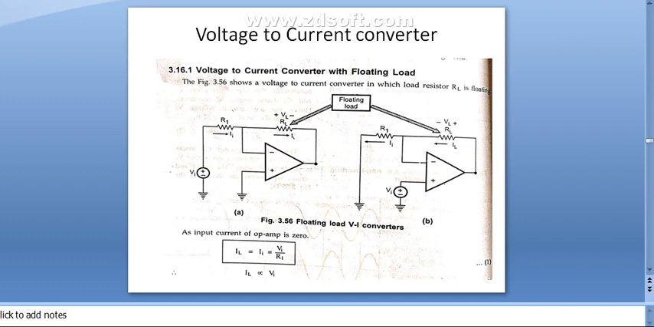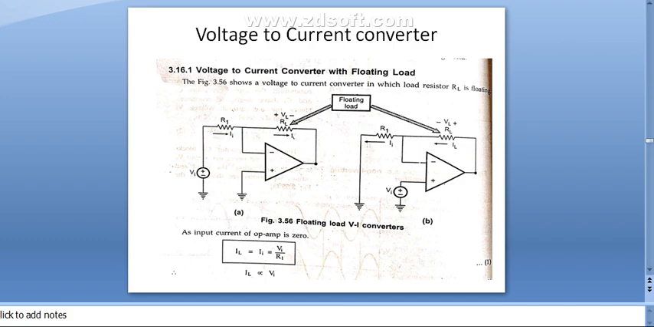In a voltage to current converter, the output load current is proportional to the input voltage. So there are two types of V2I converters: floating load and grounded type.